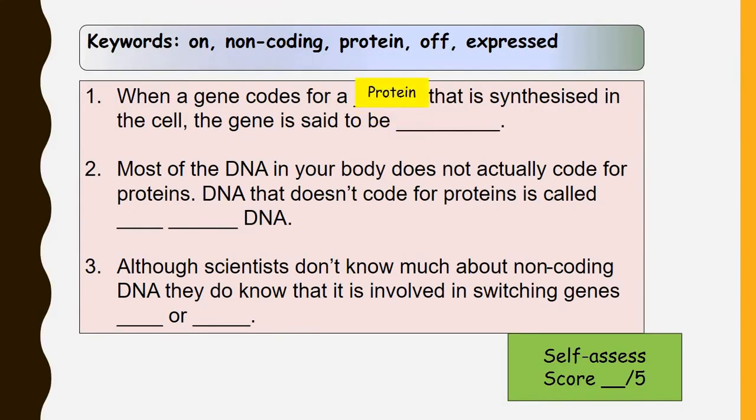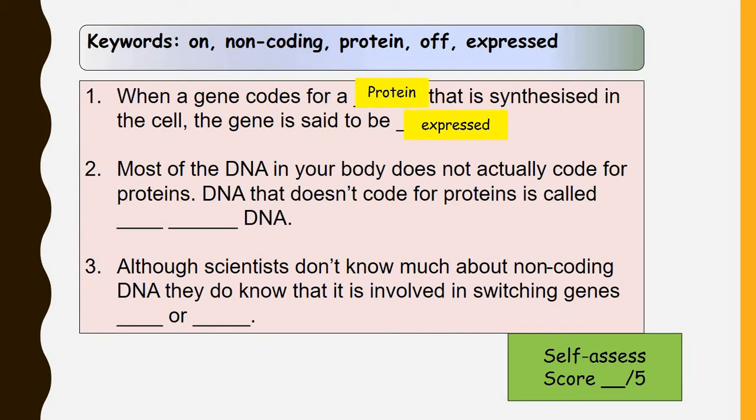So when a gene codes for a protein that is synthesized in the cell, the gene is said to be expressed. Okay, so when it actually codes for the protein synthesized in the cell, we say that the gene has been expressed. It's done its job. The gene has been read, it's made the protein that's been expressed.